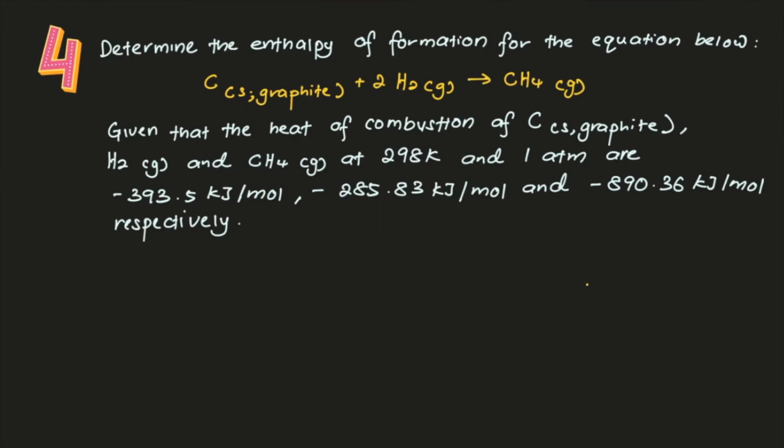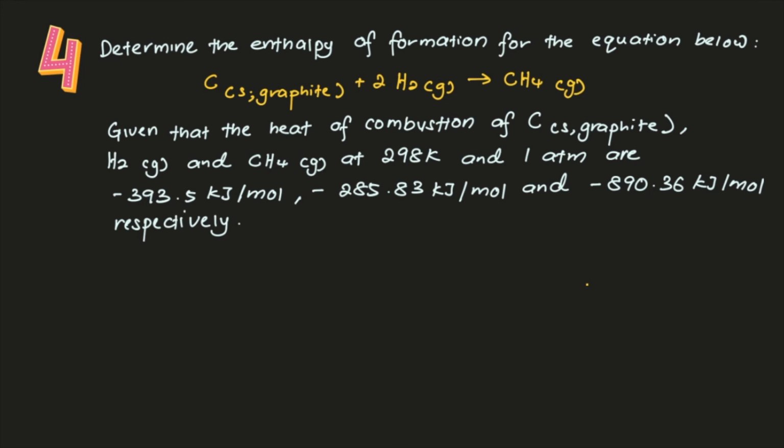Let's move on to the final question. Question number 4. Determine the enthalpy of formation for the equation below, given that the heat of combustion of carbon, hydrogen and methane at 298 Kelvin and 1 atm are negative 393.5 kilojoule per mole, negative 285.83 kilojoule per mole, and negative 890.36 kilojoule per mole respectively.